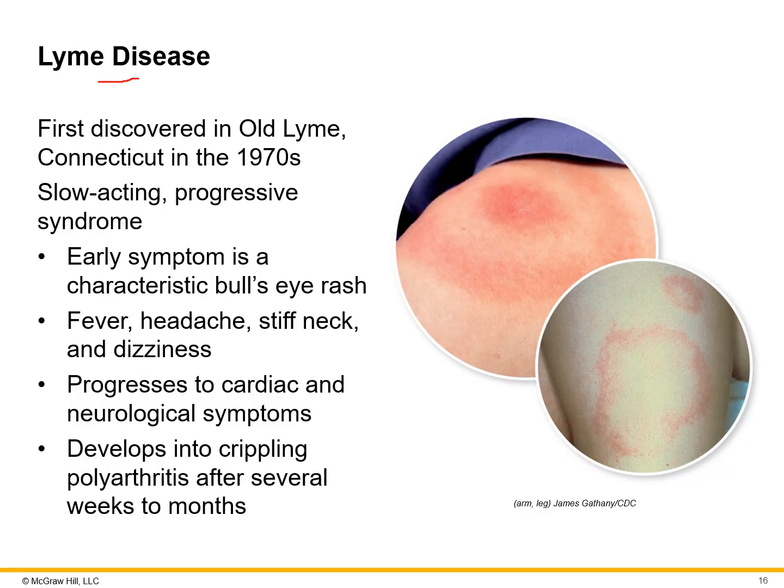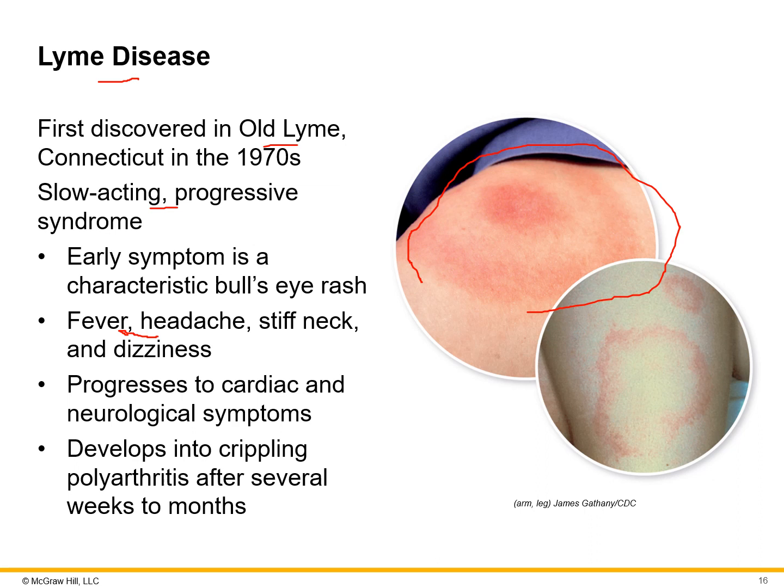Next is Lyme disease. This is one, unfortunately, we're learning more and more about. It was first discovered in Old Lyme, Connecticut, hence the name. This was in the 70s. It is a slow-acting progressive syndrome. Early symptoms include this bullseye rash that we see over here in the picture following a bite. So we get fever, headache, stiff neck, and dizziness.